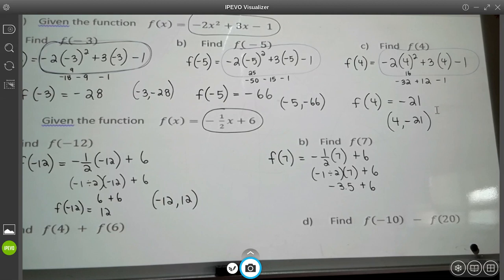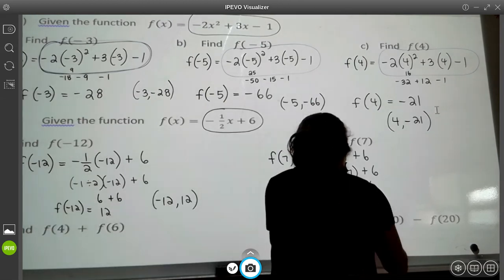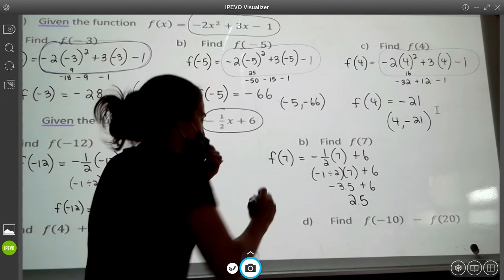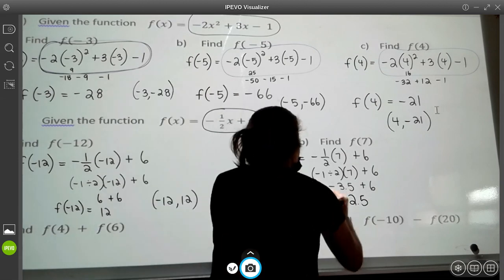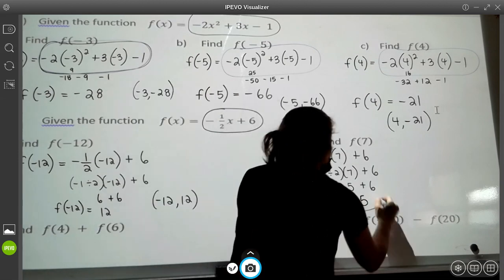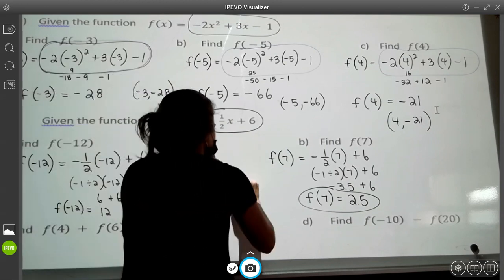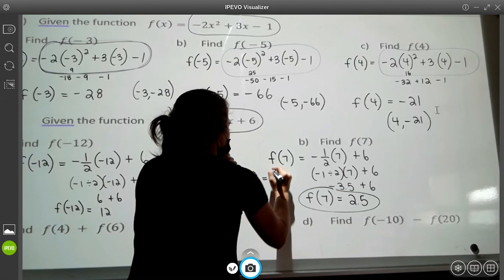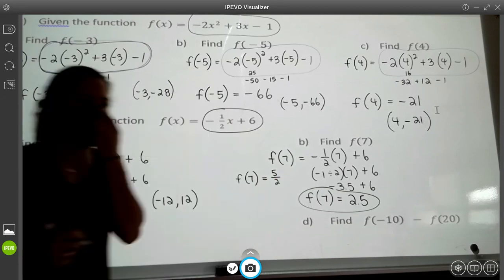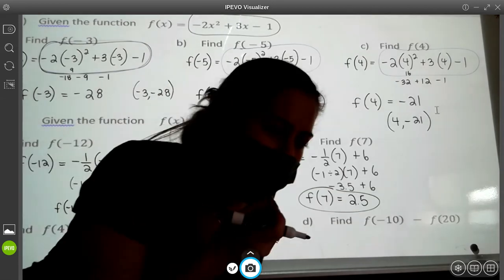Anybody want to tell me what they got, whether it's a decimal or a fraction? 2.5, right? We're getting 2.5 as our answer. 7 went in, and a 2.5 came out. Or, if you have the fraction, it's 5 halves. 7 went in, and a 5 halves came out. Everybody at home okay with that?